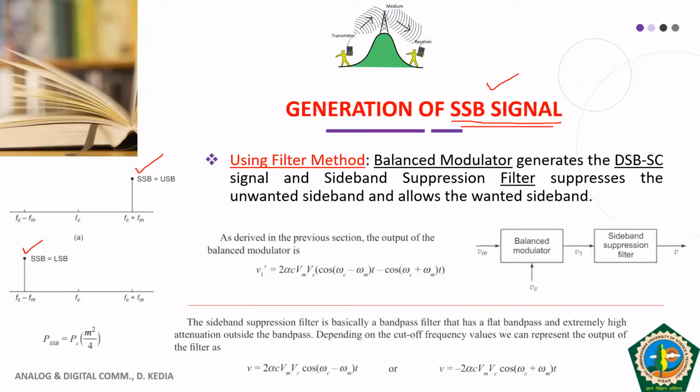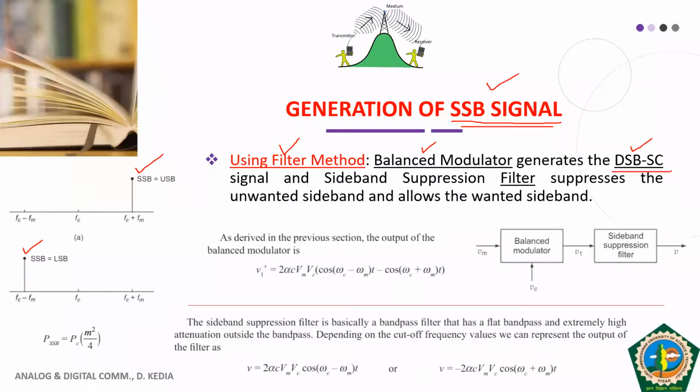So now we return to our discussion regarding generation of single sideband signal. This generation is very simple. The first method is the filter method. Obviously this generation is very, very simple in a way that in the case of generating a single sideband signal, first we need to generate a double sideband suppressed carrier signal. And this double sideband suppressed carrier signal will be obtained with the help of a balance modulator.